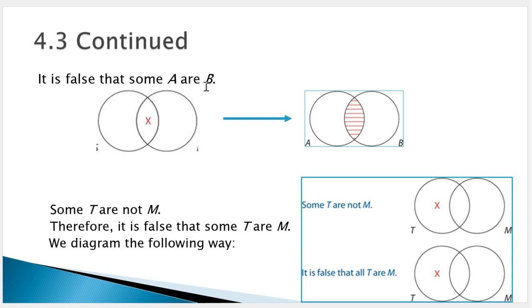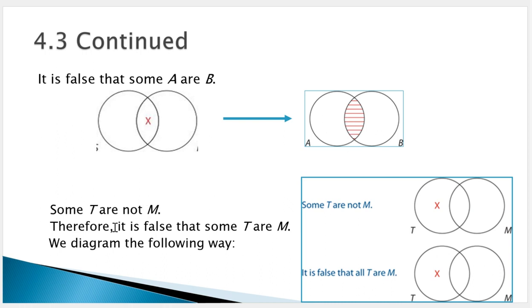Okay, if it's false that all A are B, here's some A are not B. Here is the false, right? If some of them are not, then this has to be empty. So that's why this would have empty space here instead of having an X. No longer is there some, it's empty.